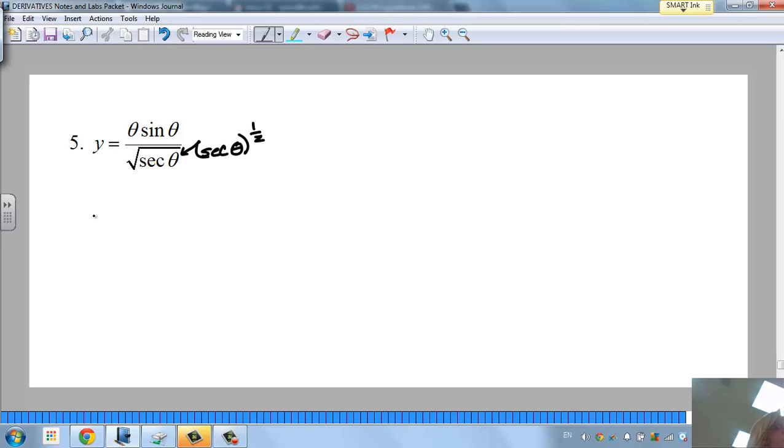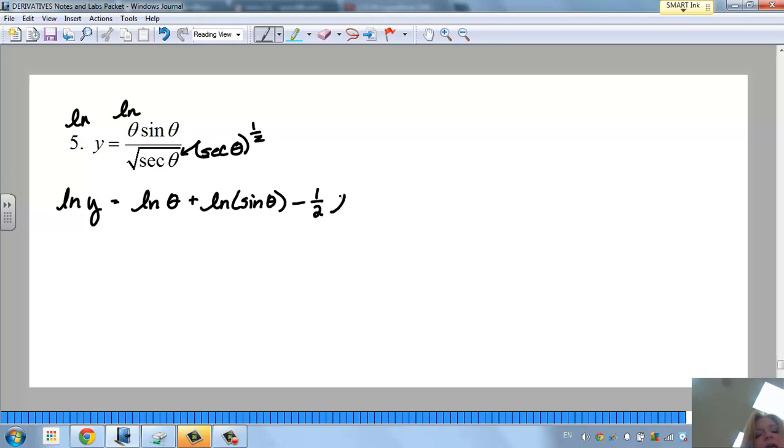And we're going to natural log both sides, because that's what we do with logarithmic differentiation. So I'm going to have the natural log of y equals the natural log of theta, because it's multiplied, plus the natural log of sine theta, minus, and I'm going to bring the 1/2 right down now, 1/2 the natural log of secant theta. So again, this has been expanded. We haven't done the derivative. Now we're going to actually do the derivative.